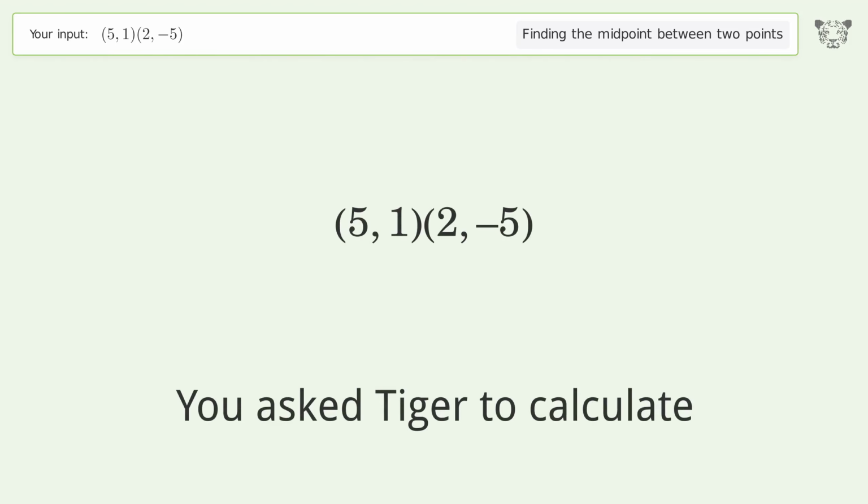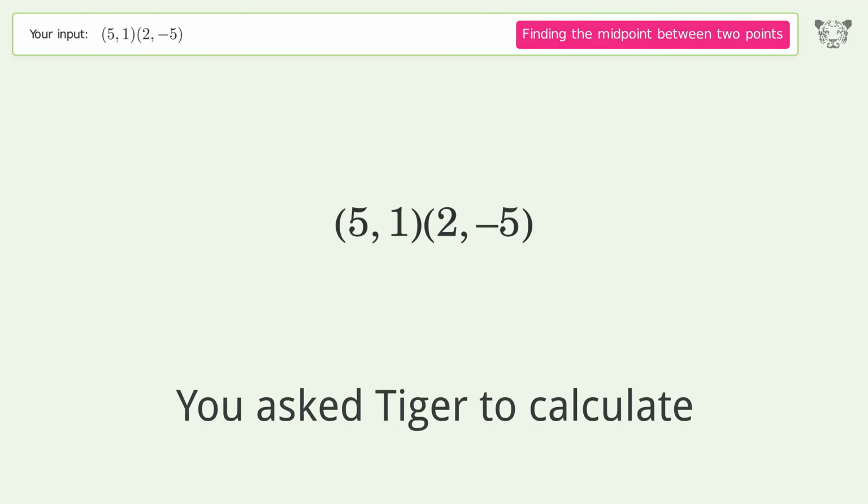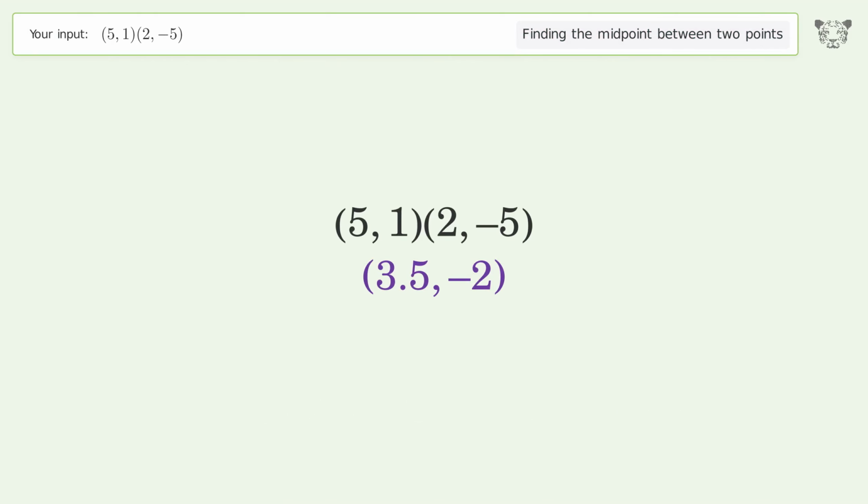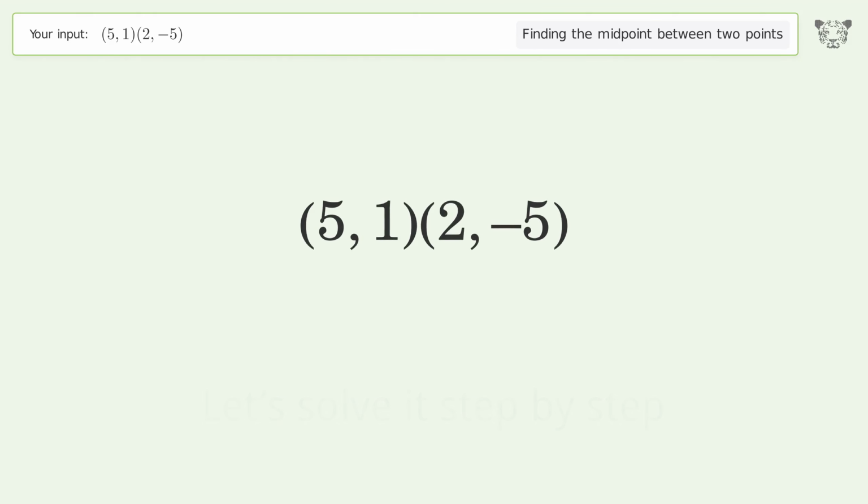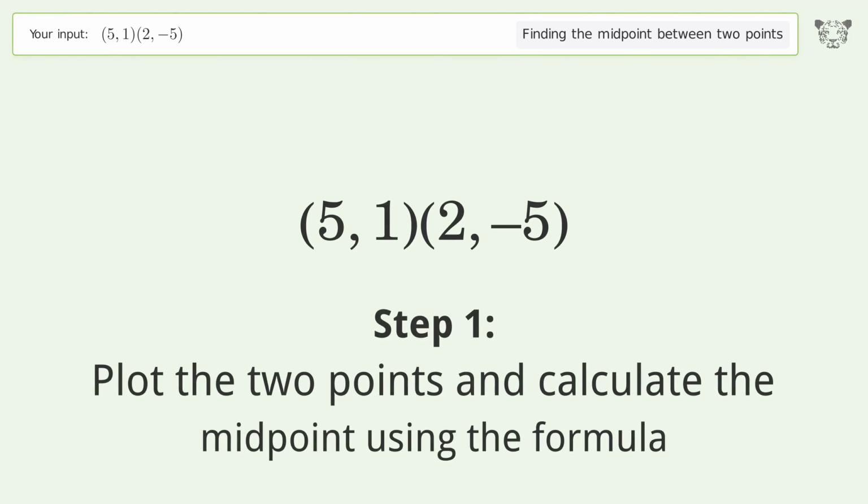You ask Tiger to calculate. This deals with finding the midpoint between 2 points. The midpoint between the 2 points is 3.5, -2. Let's solve it step by step. Plot the 2 points and calculate the midpoint using the formula.